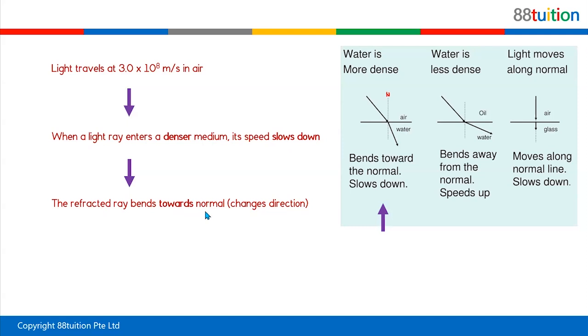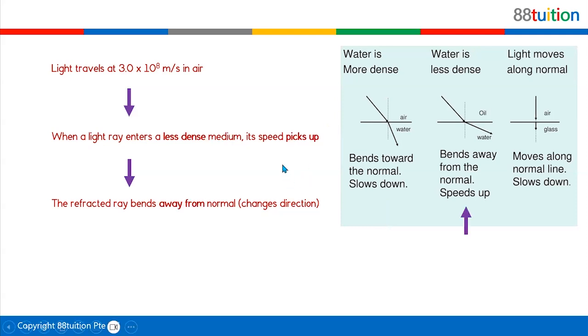In your answer structure, you cannot say when light travels from air to water, it bends towards the normal, then its speed slows down. Wrong. It should be speed slows down first, then bends towards the normal. Are y'all clear? Everything that happens is due to the speed slowing down. Because the speed slows down, therefore the light ray bends towards the normal. Then it changes direction. So that's what we went through just now.